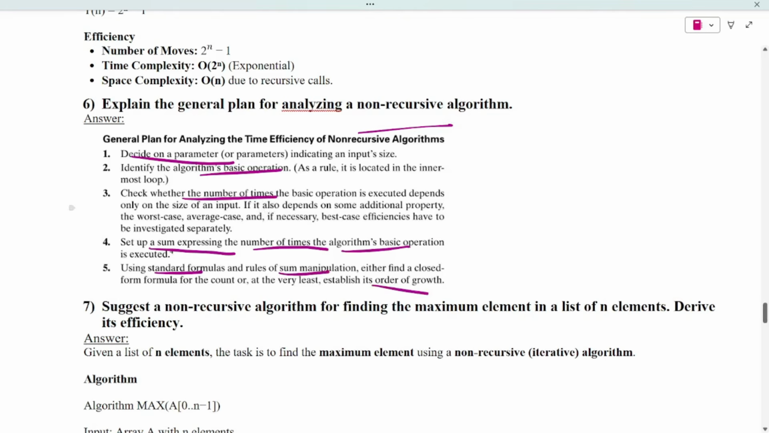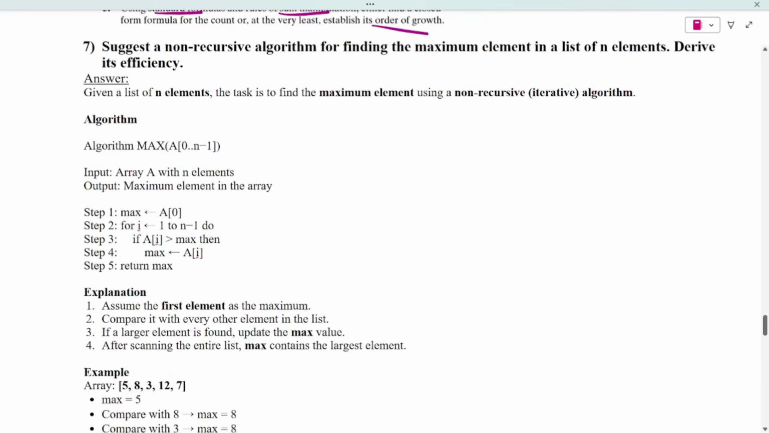Okay. Recursive means it will be repeating, and this one is non-repeating. Next you can see, suggest a non-recursive algorithm for finding the maximum element in a list of n elements, derive its efficiency, they have asked.